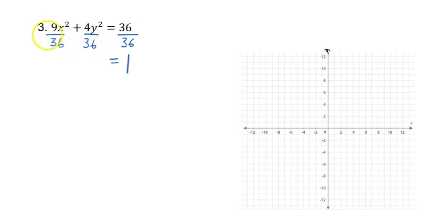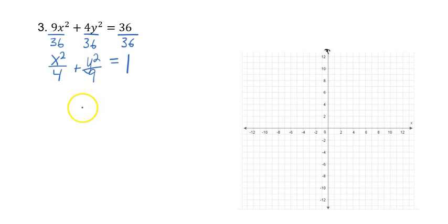But you want to make sure that you write it in such a way that the number is left on the bottom in some form. So here, 9 over 36 will reduce to 1 over 4. So I can write that as x squared over 4. Y squared has the 4 and the 36, which reduces to 1/9. So this will become y squared over 9.